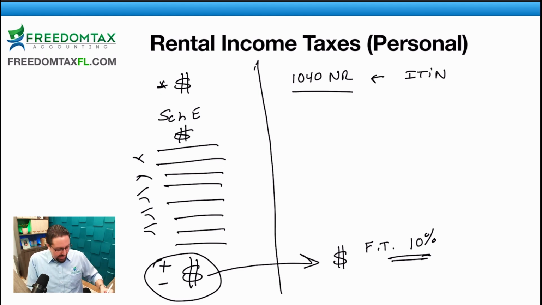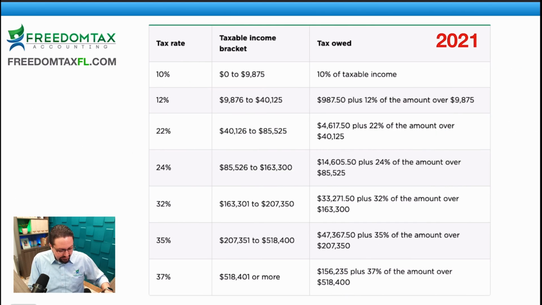Now, how much federal tax? It depends on the amount of net profit. Okay, now this will get taxed. This is the tax brackets. And remember, this is 2021. These are the tax brackets that are current at the moment of recording this video. This table can change in the future, but usually it doesn't change that much.